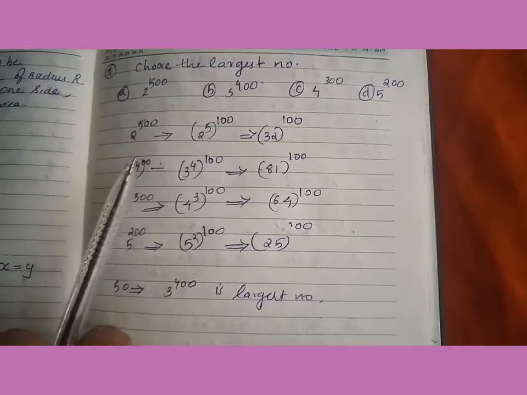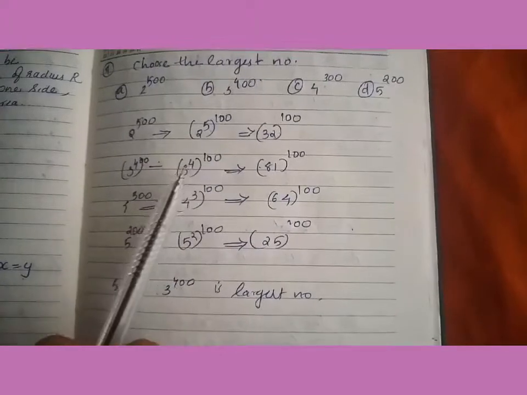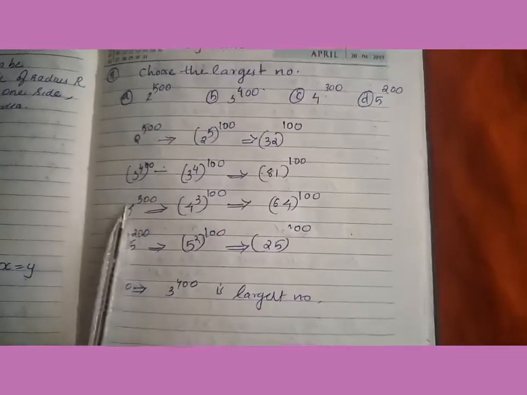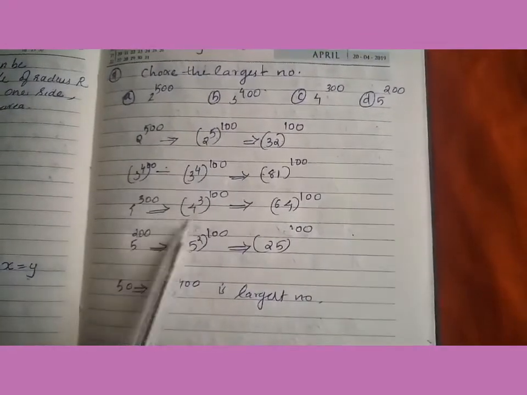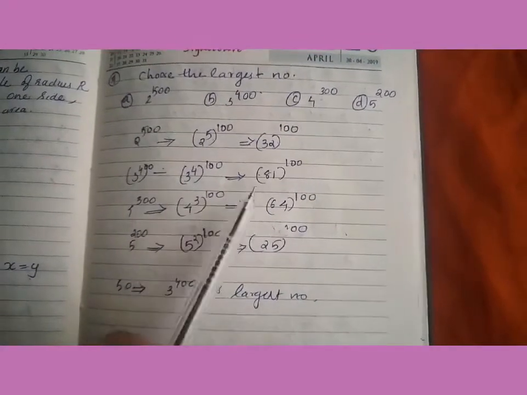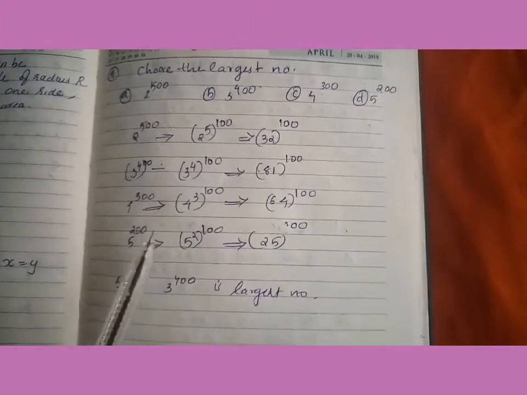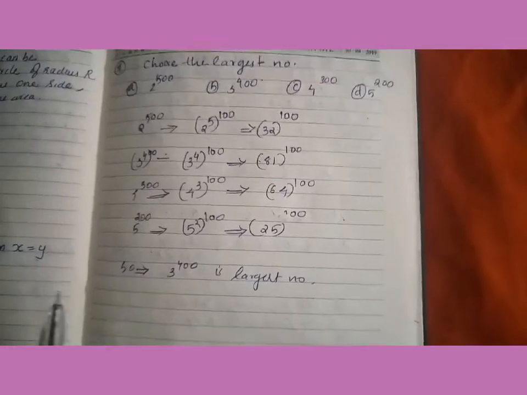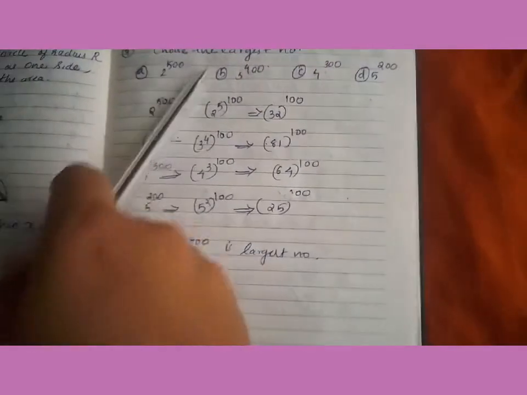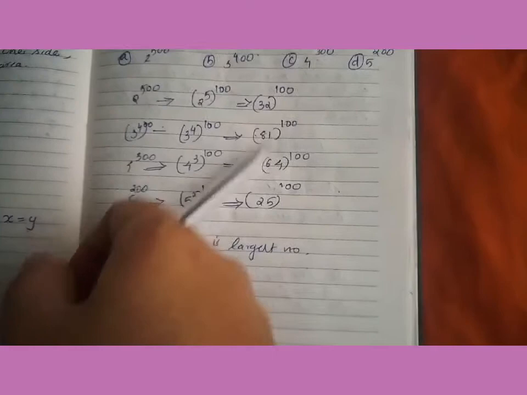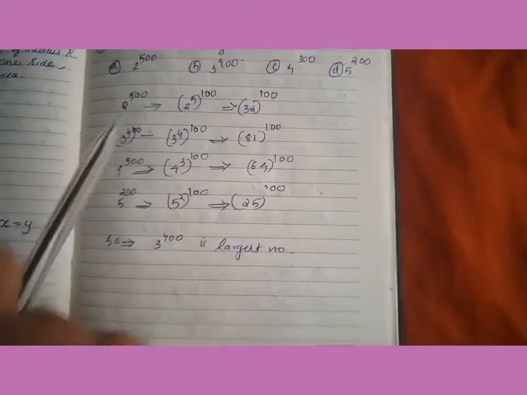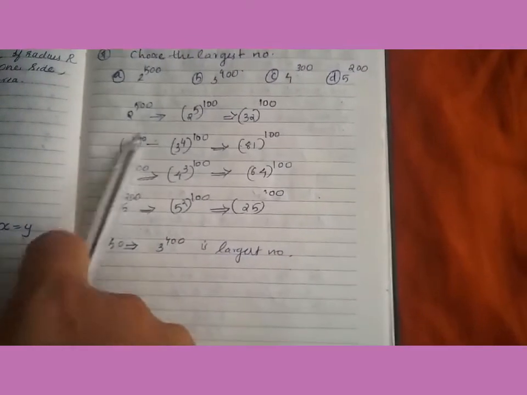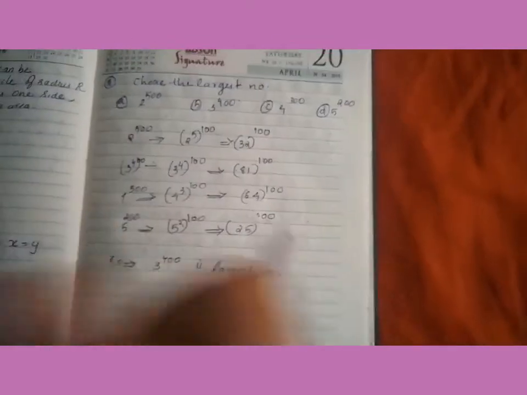3 raised to 400 is 3 raised to 4 into 100, that is 81 all power 100. 4 raised to 300 is 4 cube all power 100, that is 64 all power 100. 5 raised to 200 can be replaced by 5 raised to 2 all power 100, that is 25 all power 100. Here we can easily compare what is the largest number, that is the second one, 81 all power 100. The answer is option B.